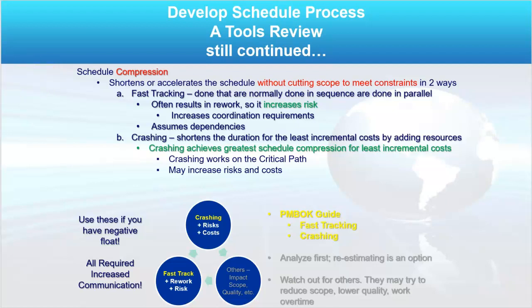Crashing really trades. So crashing is going to shorten the schedule, but it's going to cost you money. That's also going to increase risk, because you can add more people to a certain activity or two. Now, there's also the law of diminishing returns. I can't keep adding people and keep shortening the schedule. At some point, people get in each other's way. So you'll see the picture on the bottom. It shows crashing and fast tracking.